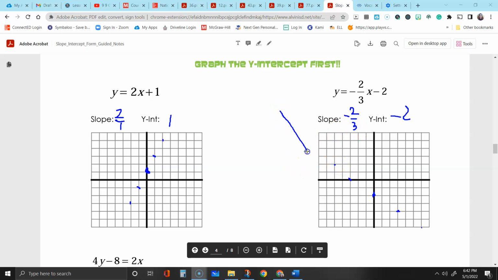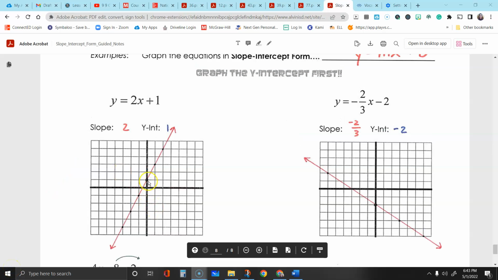Remember, negative comes high and goes low. This is a positive slope, goes low and goes high. Okay, let's look at our lines drawn with a ruler. All right. Looks pretty good.